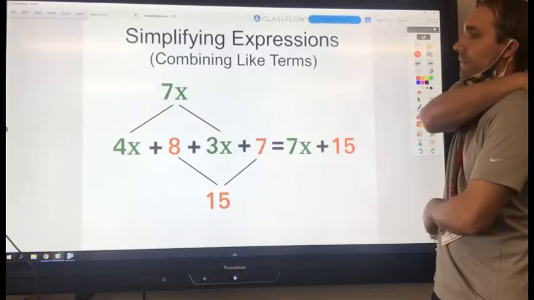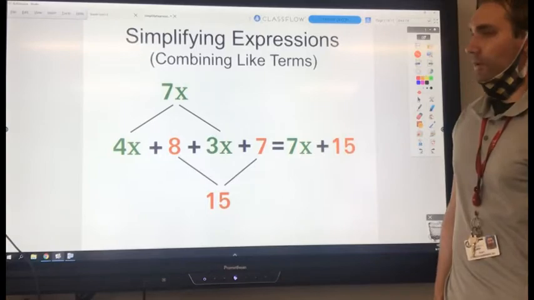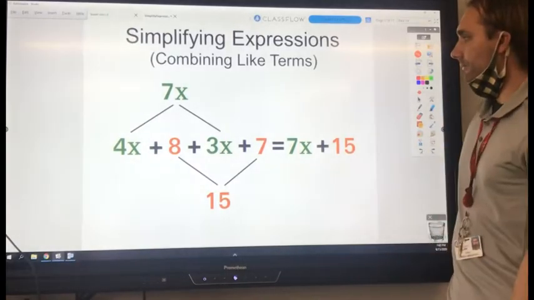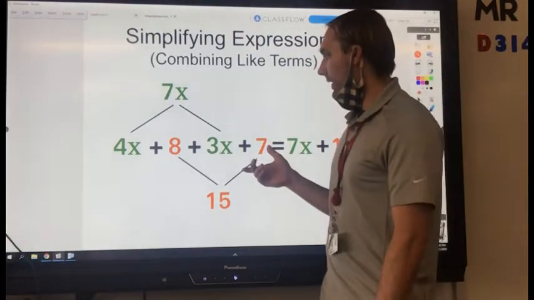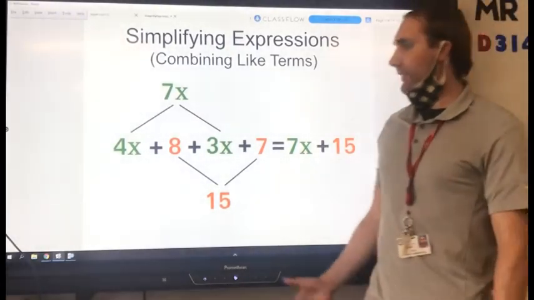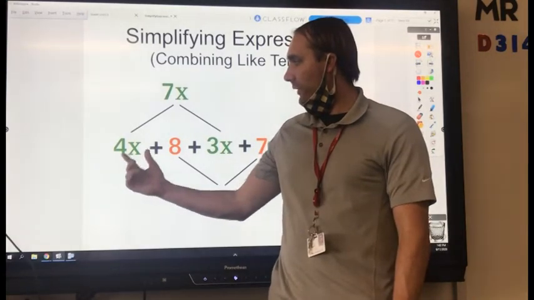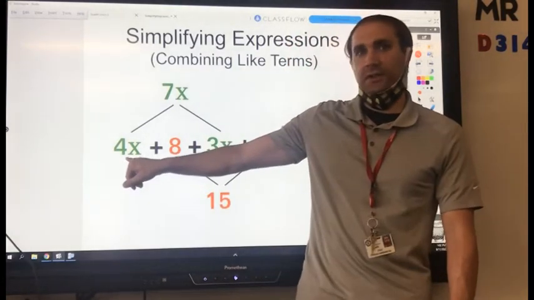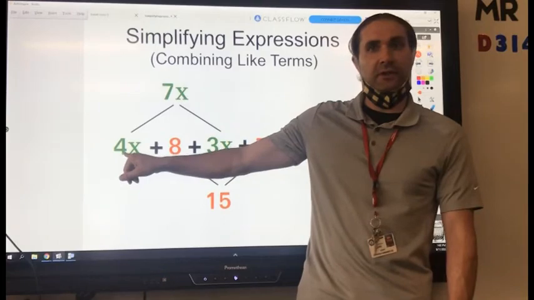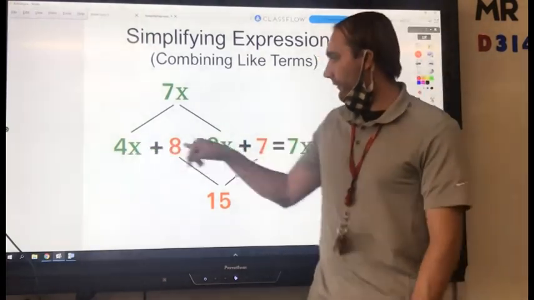Let's review once more the concept of simplifying expressions, or combining like terms. So I have this expression, 4x plus 8 plus 3x plus 7. By combining like terms, I mean things that are alike. So I have this variable here, 4x. What's the number in front of our variable called? Coefficient.